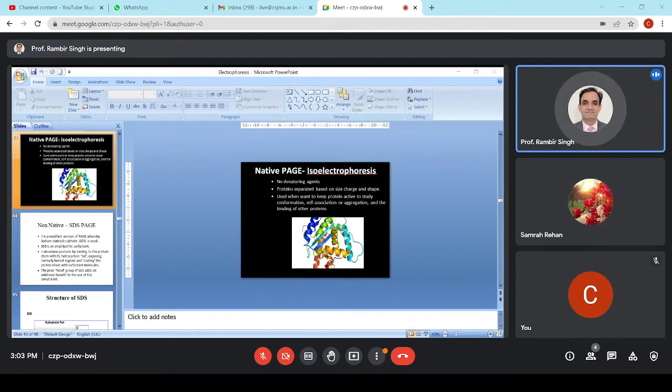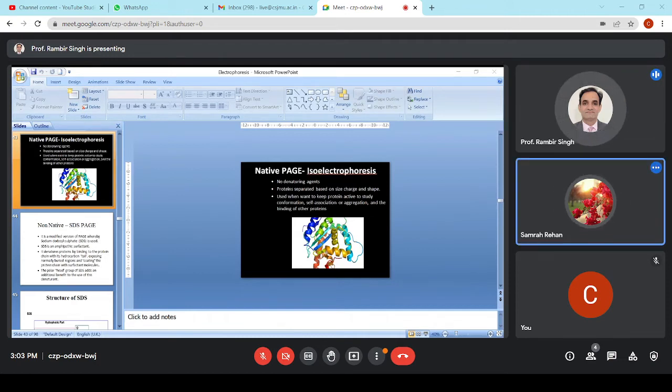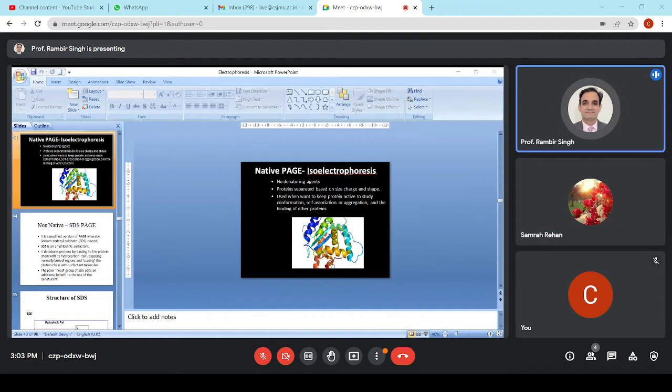So at one pH, the protein may be positively charged. At another pH, it will be neutral, and at another pH, it will be negatively charged. Same protein, right? So the charge on the protein is a function of the pH at which the protein is lying, right?